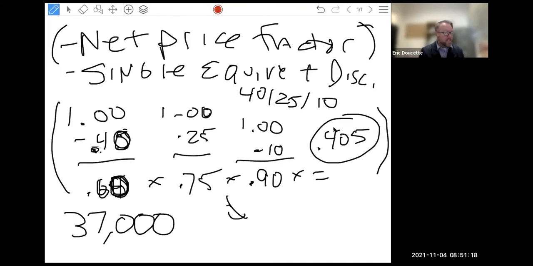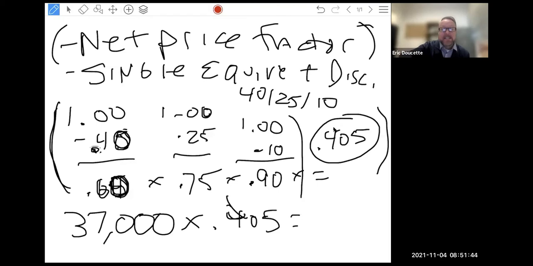So they're asking what is the net price factor and what is the net price. When your problem asks for the net price factor, they're asking you to do this mathematical equation here to get the equivalent of all three of the trade discounts in series and then multiply them together, and that'll give you your net price factor. Then multiply your list price by your net price factor, and of course that's going to give you your net price.